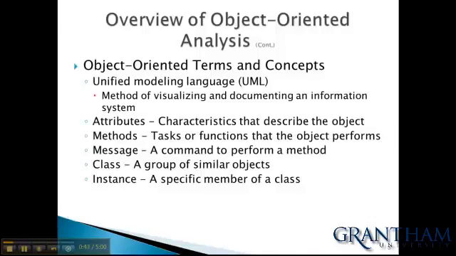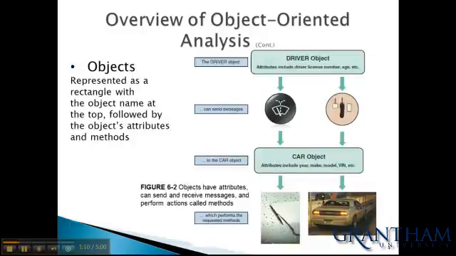Object-oriented terms and concepts. Unified modeling language is a method of visualizing and documenting an information system. Attributes are characteristics that describe the object. Methods are tasks or functions that objects perform. Message, a command to perform a method. Class, a group of similar objects. Instance, a specific member of a class.